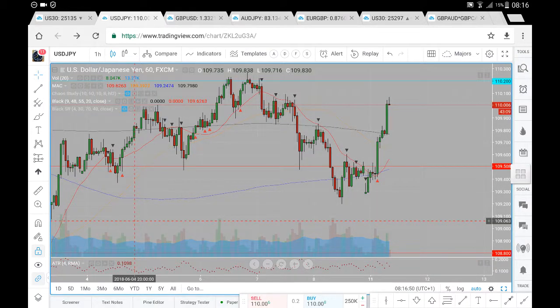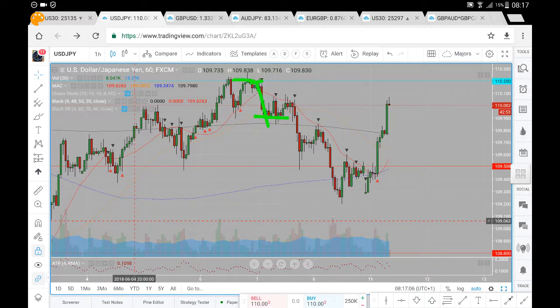So this is the US dollar Japanese yen analysis for Monday the 11th of June. Now let's just have a look at prices and where prices may likely go. So previously we had prices trading around the 110.20.